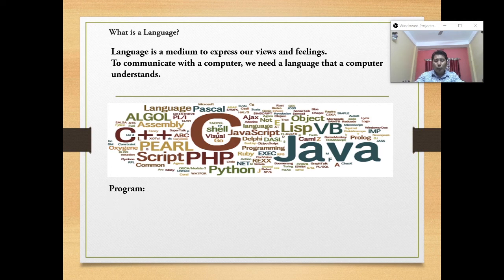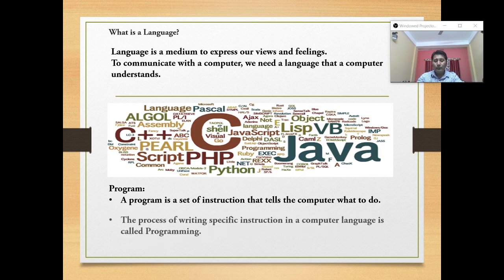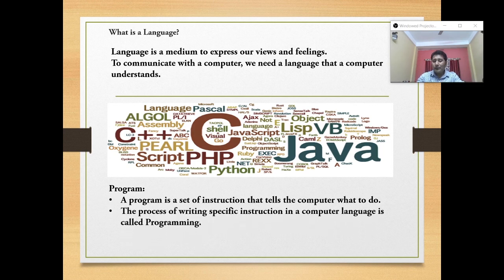So program. What is a program? Now if you want to communicate with the computer, you need to give a proper instruction. So this set of instruction is known as a program. So program is a set of instruction that tells the computer what to do. And the process of writing this specific instruction in the computer is called programming, and these programmings are written by a computer programmer.